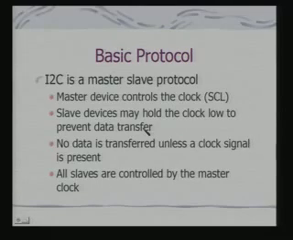So the master is driving the clock. There is a single clock line to which the slave is also connected, so the slave can pull the clock low. If the slave pulls the clock low, then your data is no longer valid. So effectively, the master is put into a wait state. No data is transferred unless a clock signal is present. So if there is a speed mismatch, what would the slave do? Simply pull the clock low. And all slaves are controlled by the master clock.